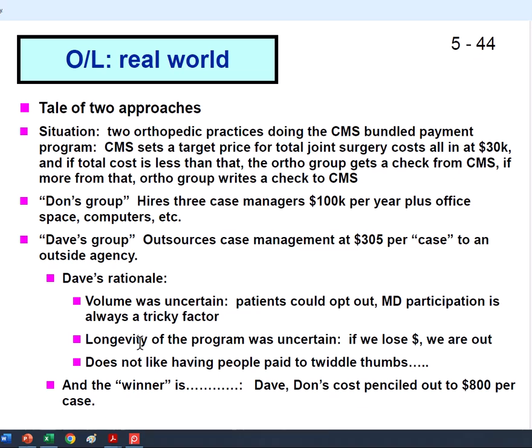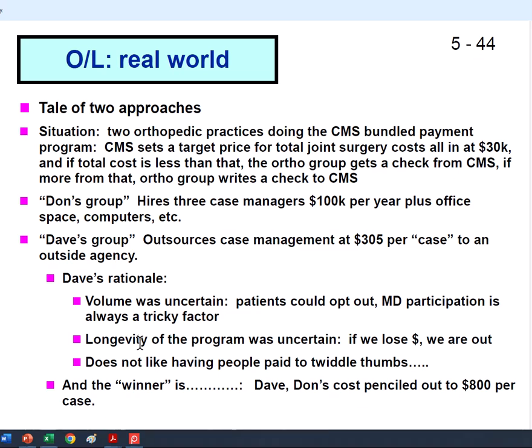Now, when we eventually merged with another group, we wound up hiring the nurses. But this was like 4 years into the program when the uncertainty was less, when we knew what we were doing, when the volume was certain, when we had more physicians. So it's not necessarily either or, right? We transitioned from an outsourced model, high variable cost, to an operating leverage model. But again, it was all about uncertainty and volume.